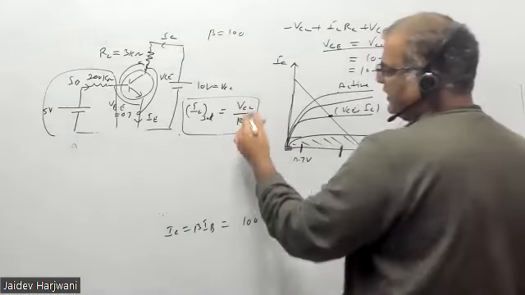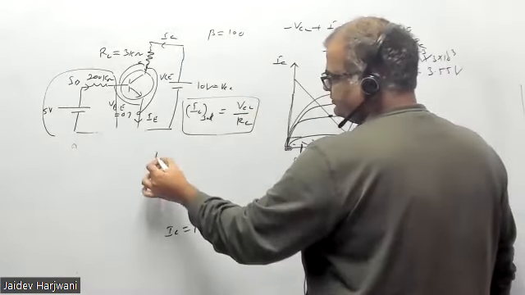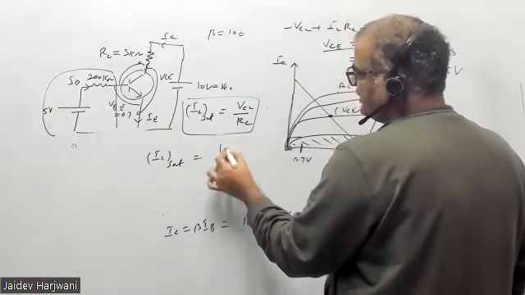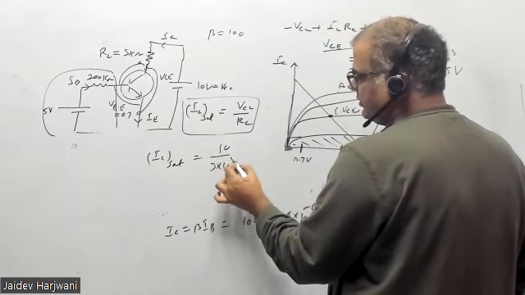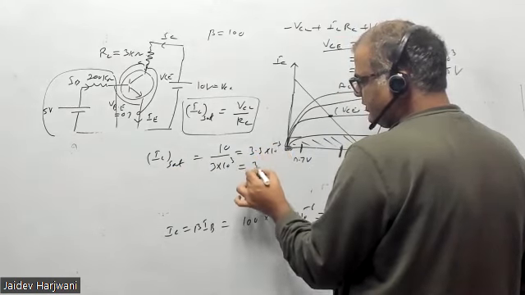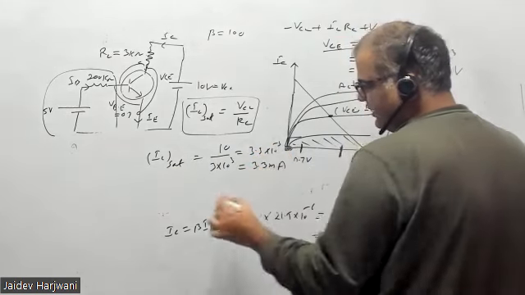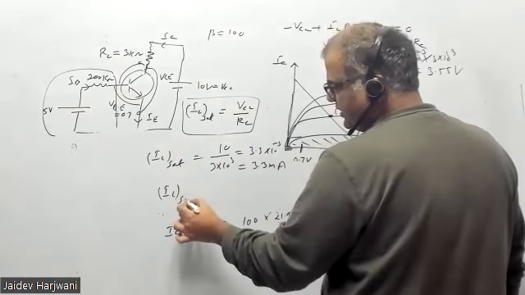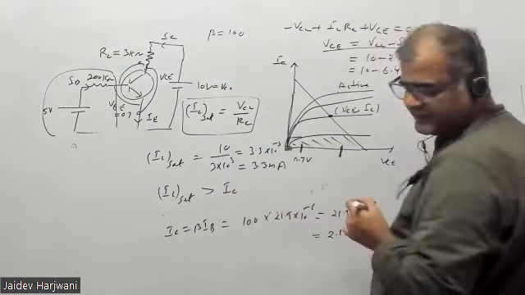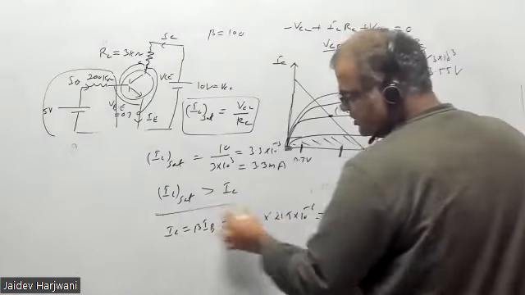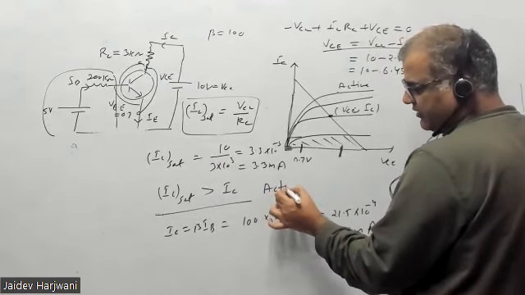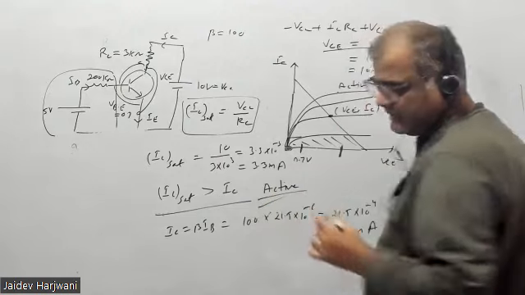So if you put this value of IC saturation, VCC is your 10 volt, RC is 3 kilo ohm, that is 3.3 milliampere. And IC saturation is greater than the actual IC that we calculated in the circuit. So whenever IC saturation is greater than IC, you can write the operation region is active. The transistor is working in the active region.